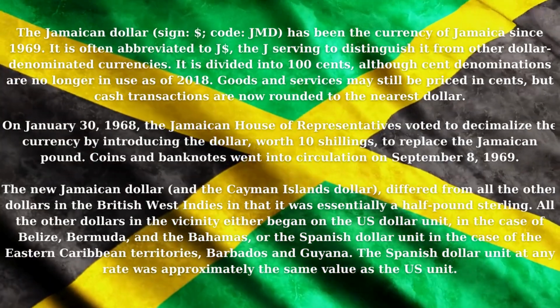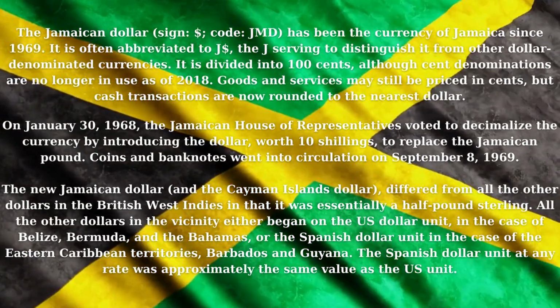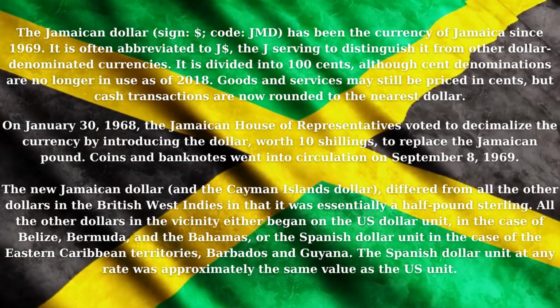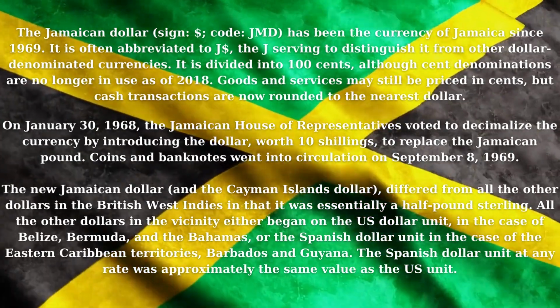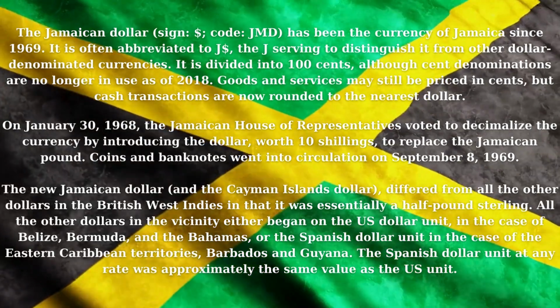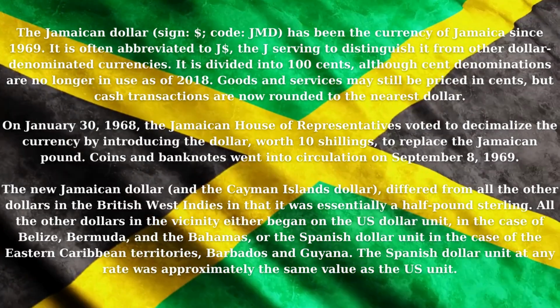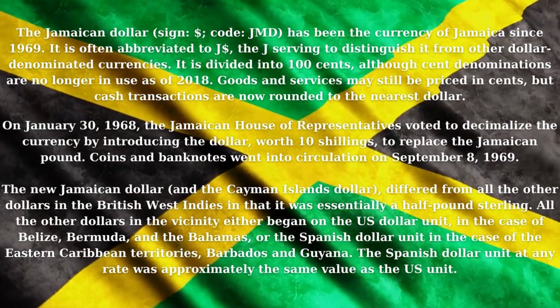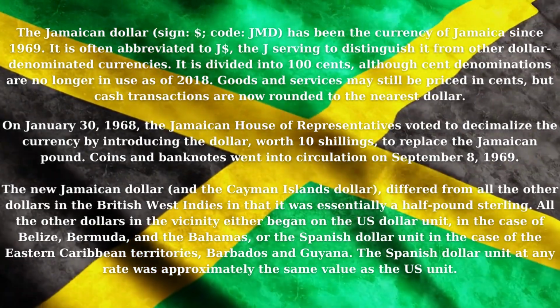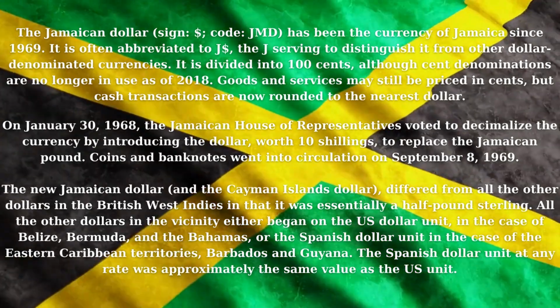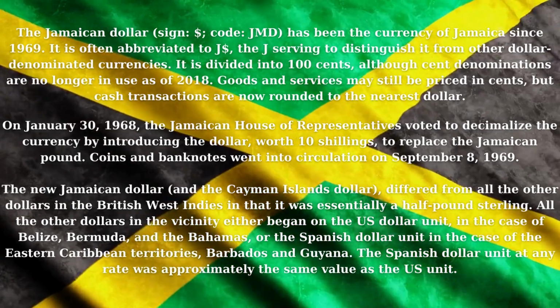The Jamaican dollar, sign $, code JMD, has been the currency of Jamaica since 1969. It is often abbreviated to J$, the J serving to distinguish it from other dollar-denominated currencies. It is divided into 100 cents, although cent denominations are no longer in use as of 2018. Goods and services may still be priced in cents, but cash transactions are now rounded to the nearest dollar.